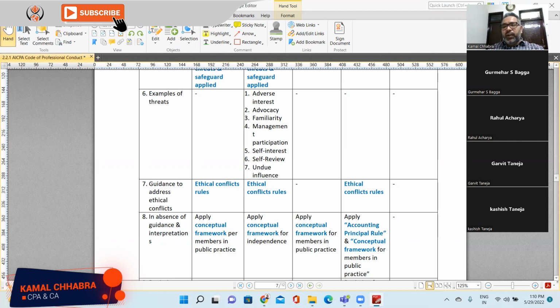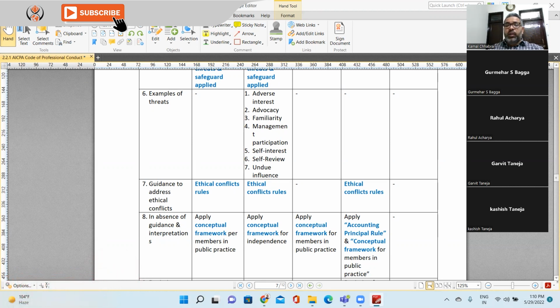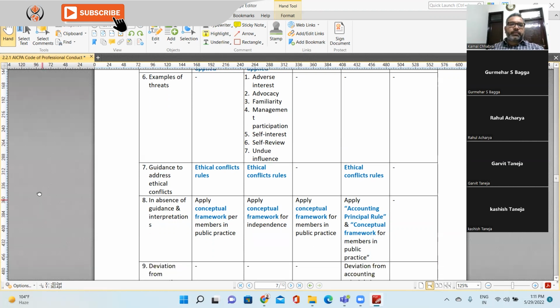Next one is undue influence. That means either your partner, or you can say office managing partner, engagement partner, quality review partner, they have direct influence on the client, or the client may have direct influence on the engagement team member. That also comes under the threat. So we'll be discussing all these 7 threats in detail, and these all 7 threats are very important from your exam point of view as well, right? But this we'll be covering in the next class.